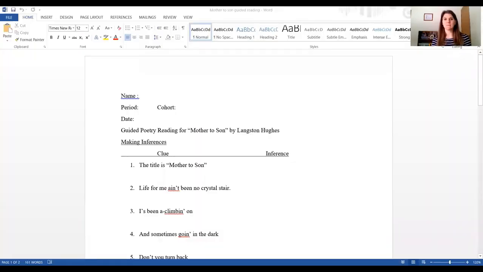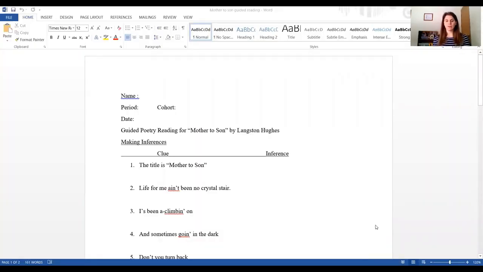Hi guys, this is the guided poetry reading for the poem Mother to Son. So you should have two things handy. They're in your Module 11 packet. You're going to flip through and find the page that looks like this.